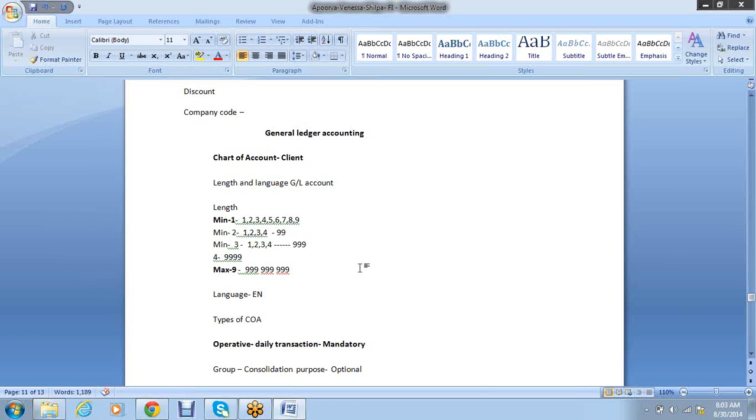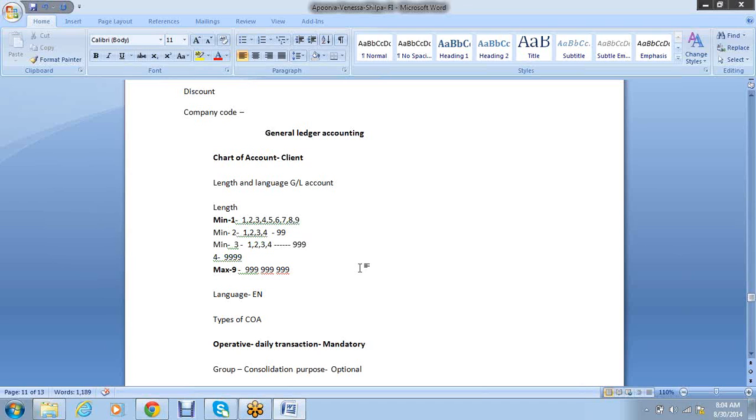But remember, whenever it is going to your FI integration, for anything for the GL, it has to be via your chart of accounts. Chart of account. Okay. This is mandatory.